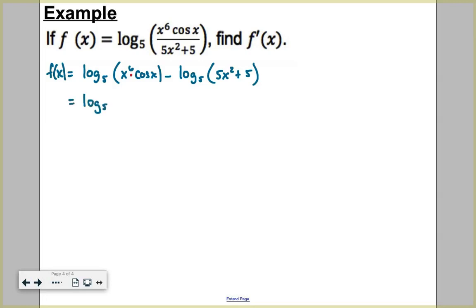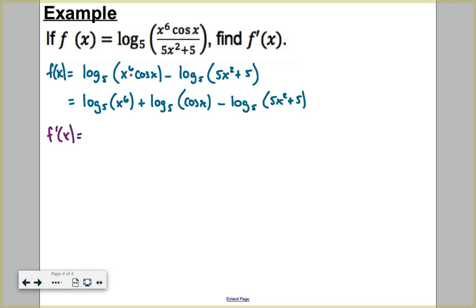So we have log base 5 of x to the 6th plus log base 5 of cosine of x minus log base 5 of 5x squared plus 5. And then this is simplified as much as it can be. So then we could take the derivative.